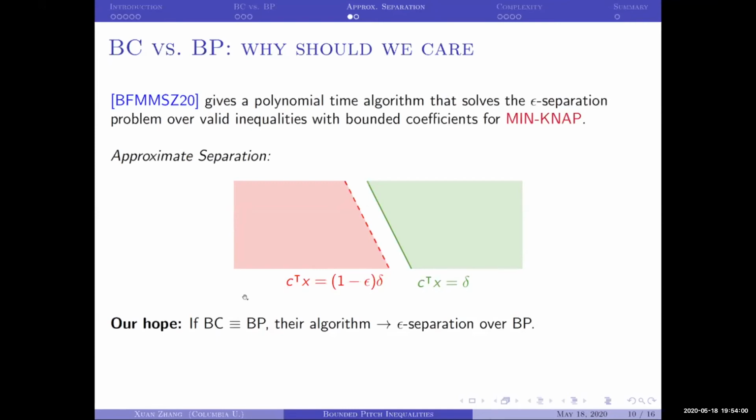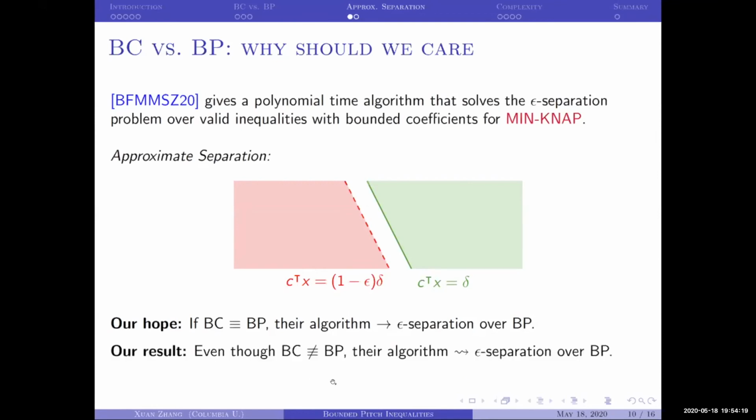And our hope was that if bounded coefficients is the same as bounded pitch, then their algorithm will just directly imply that there exists an approximate separation algorithm over inequalities with bounded pitch. So although our hope was not true, we're still able to show that their algorithm indirectly implies that there is an approximate separation algorithm over inequalities with bounded pitch. I'm running out of time, so I'm not going to go deep. I'm just going to give you a quick explanation of what approximate separation is.